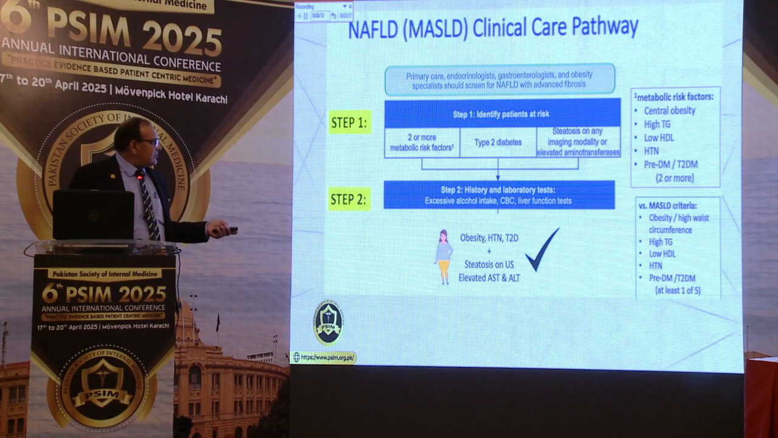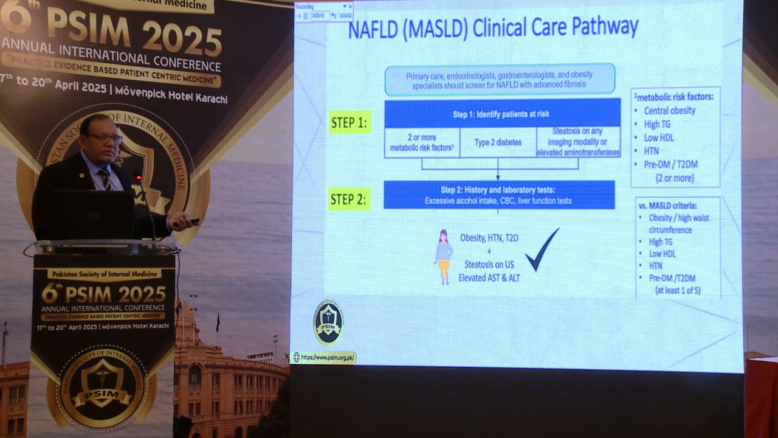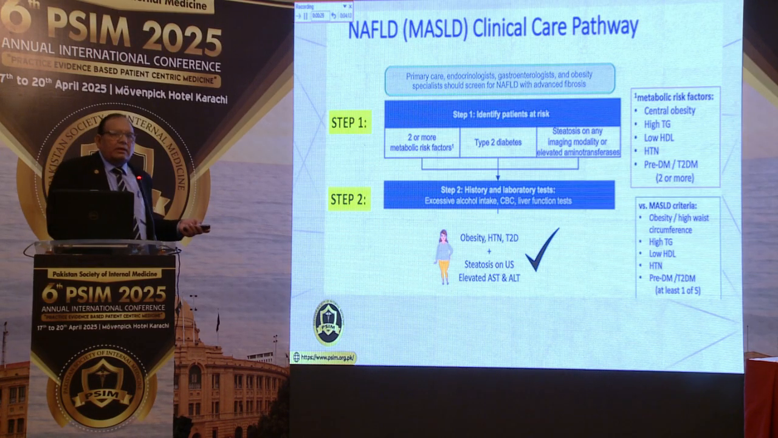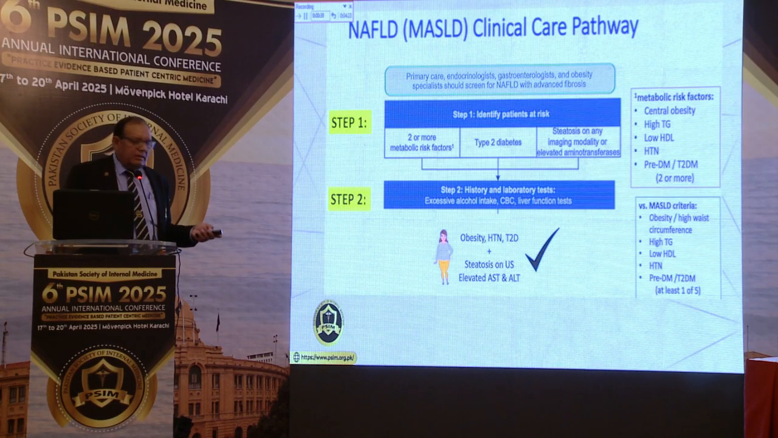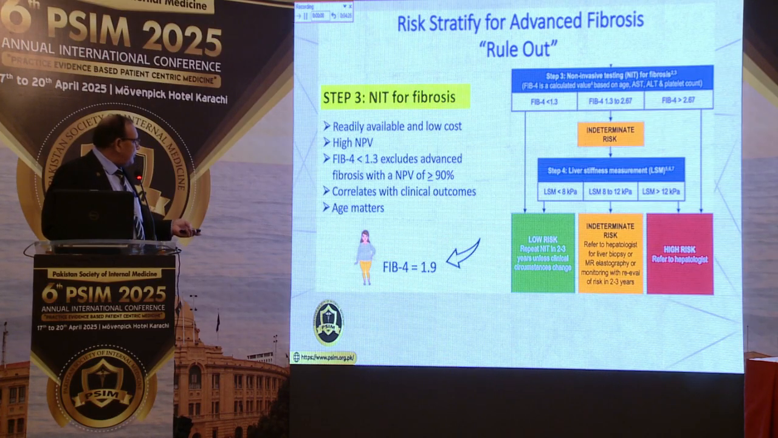Metabolic risk factors and risk factors for the MAFLD criteria are almost the same. We can see central obesity, either obesity or high waist circumference, high TG, low HDL, hypertension, pre-diabetes. So out of 5, any 1 plus steatosis, the patient is high risk. Now this patient also has high ALT and AST. So if we calculate her FIB4, it comes out to be 1.9. So she is in the intermediate category.